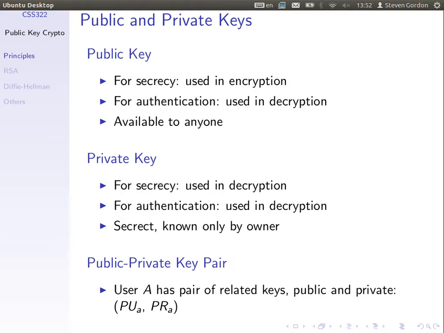So importantly, every user now will assume has a pair of keys, a public and private key. And we'll often denote that as PU for public and PR for private. So the user A has their own public key, PUA, and also a corresponding private key, PRA. And there's a relationship between these keys. They're not just random keys. We'll see that the algorithms help us determine how to choose these keys. They're no longer just random values, they're related. Depending upon the algorithm, we'll see the different relationships.